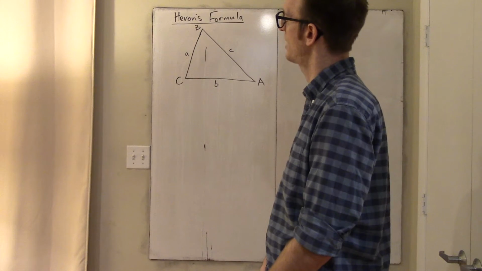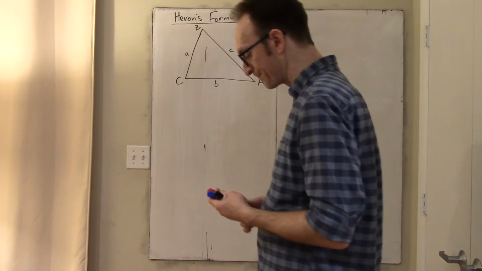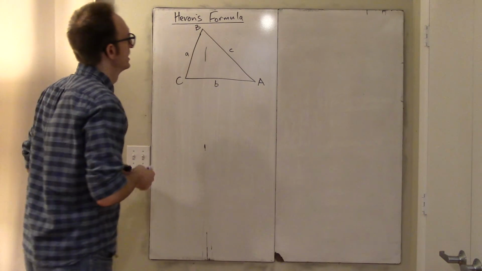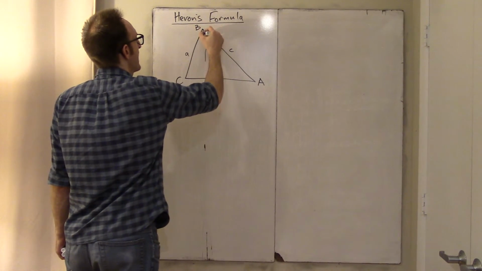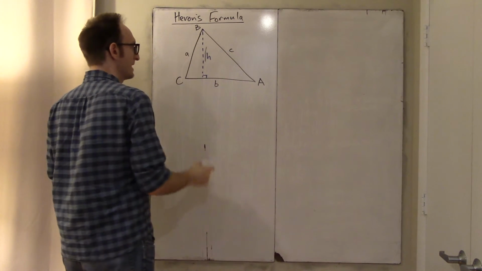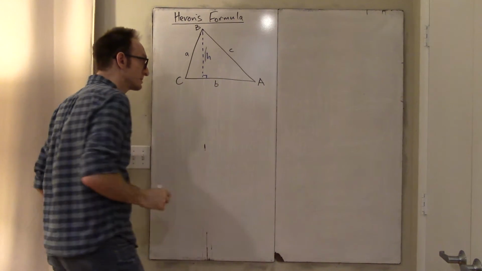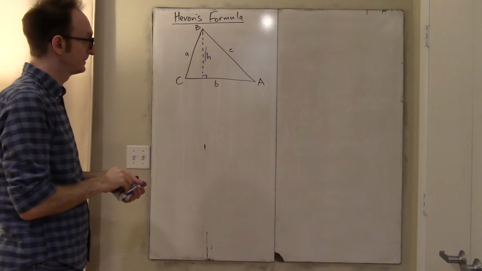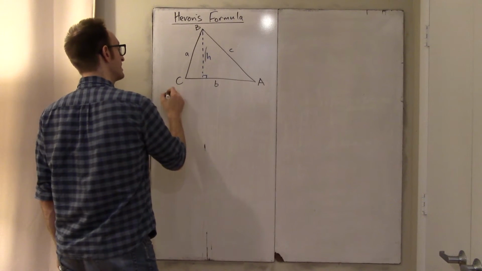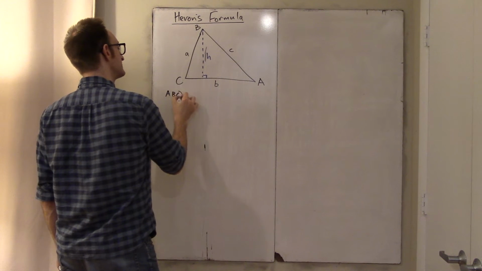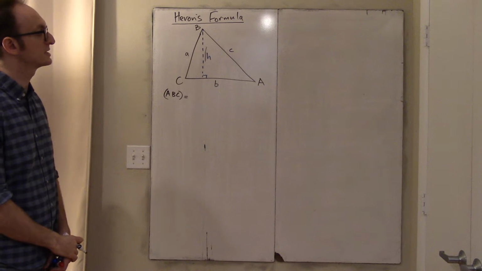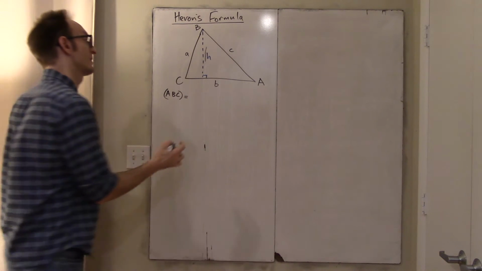What's the area of a triangle anyway? Well, maybe the simplest thing to do is to drop a perpendicular and call this h or something, and then there's this angle here, C. So what's the area of this triangle then? The area of triangle ABC is just 1/2 base times height.